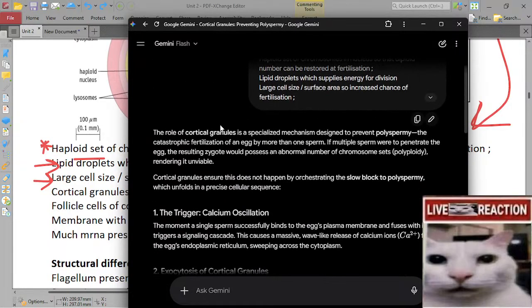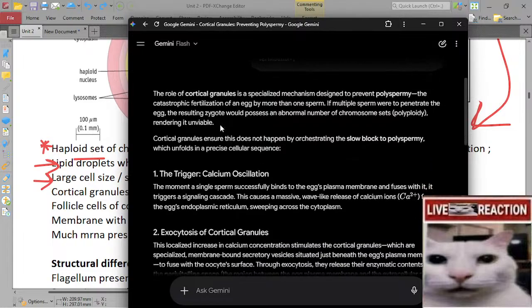Okay. Special mechanism designed. Oh, it's the thing that hardens after the first penetration, right? Catastrophic fertilization of an egg by more than one sperm. If multiple were to, then you would possess an abnormal amount of chromosome sets, or aneuploidy, rendering it unviable. Cortical granules ensure that does not happen by orchestrating the slow block to polyspermy, which falls in a precise sequence.